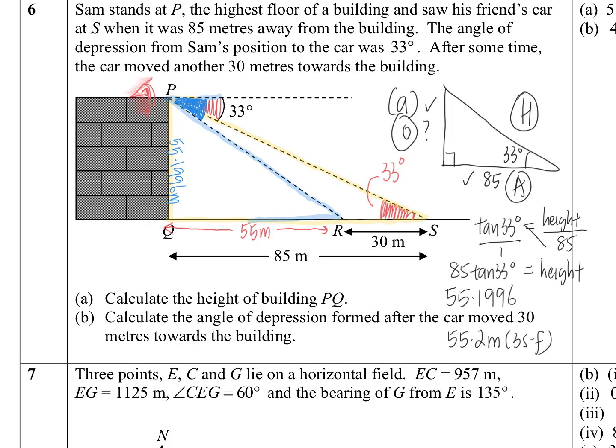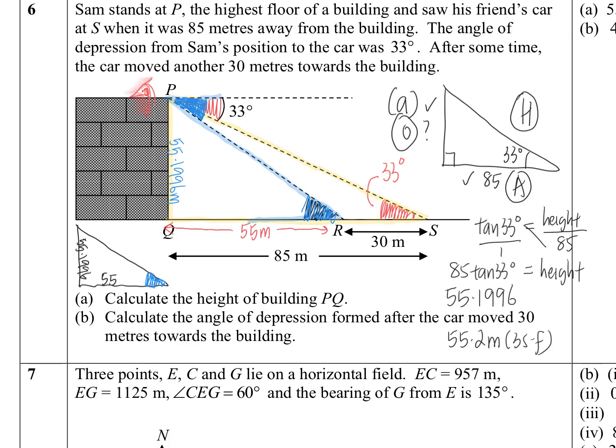Yes, same thing, but now it is this angle. Okay, it's the same blue angle we are talking about here. So we zoom into the smaller triangle now. This one. I know this is 55. I know this is 55.1996. Now the question wants me to find this angle.